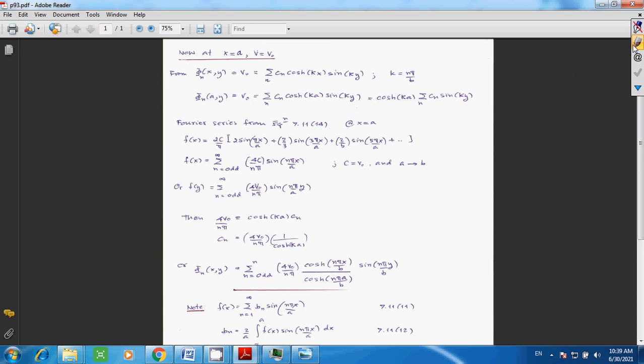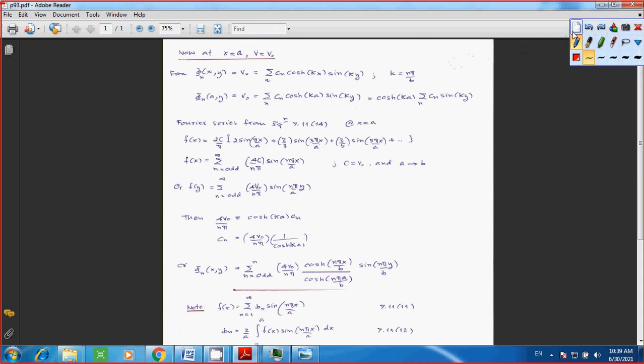Now at x equal to a, your potential is also equal to V0. From the potential equation, you have phi n(x,y) equal to this term. That's equal to V0 at x equal to a. So you have x equal to a, and phi n(a,y) equal to this term. Now from equation 7.11.14, since you see this expression, you can expand this one into a Fourier series.